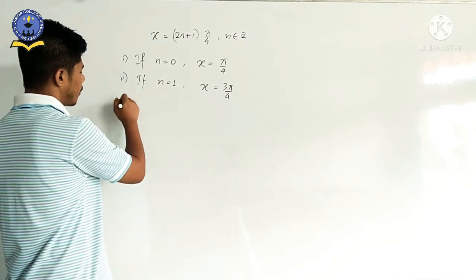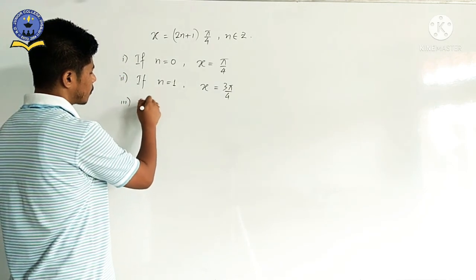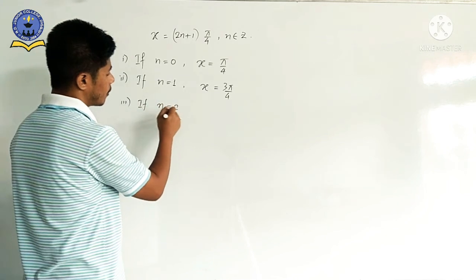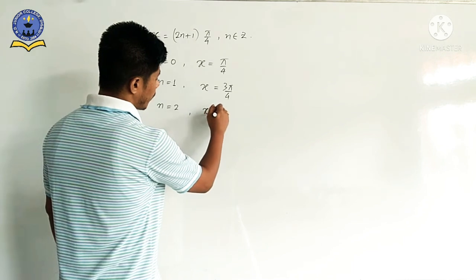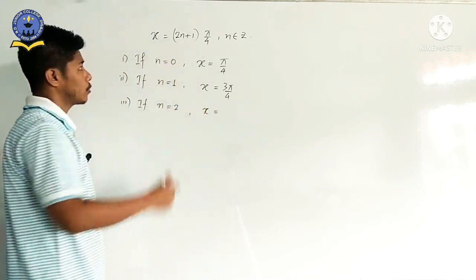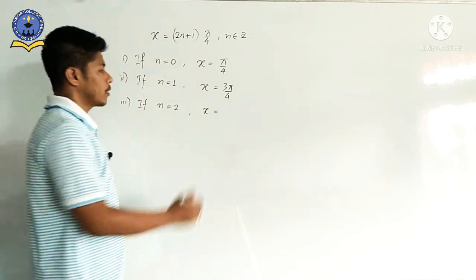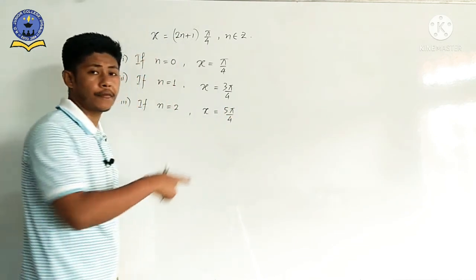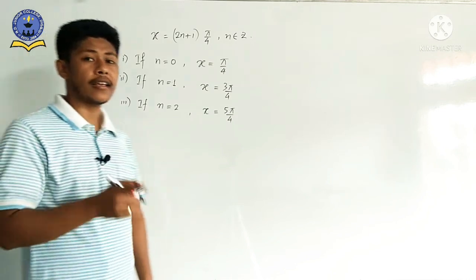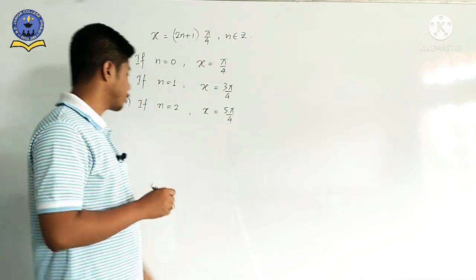In this way, if you consider another one, the next integer is n equals 2. Then if we put n equals 2, 2 times 2 is 4, plus 1 is 5, so that's why we get 5π/4. And again, 5π/4 lies between 0 and 2π.